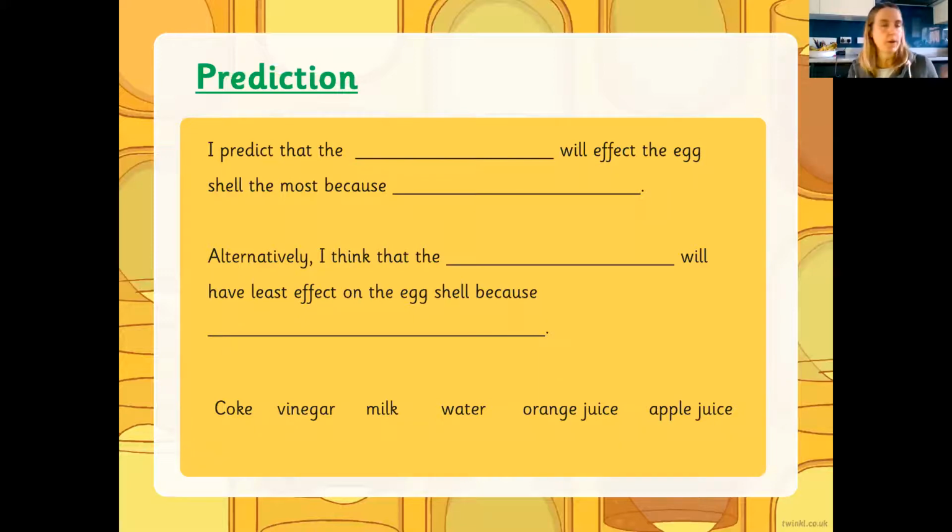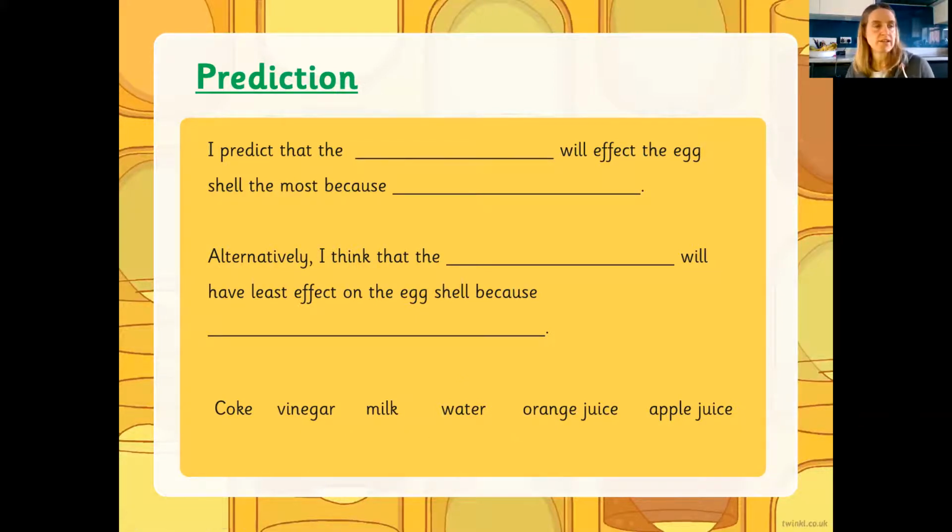So before we go any further, it's always really good to make a prediction and try and think about why you think that. So underneath where you've got your question, I would like you to write the word prediction, okay? And then you can use this prediction that's on the board, but fill in the blanks. And I've written at the bottom the different liquids that we are using for the investigation. So it says, I predict that the something will affect the eggshell the most because, and then you're going to write alternatively, I think that the liquid will have least effect on the eggshell because.